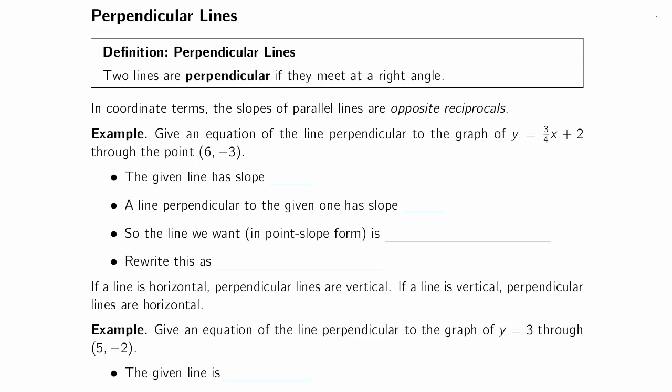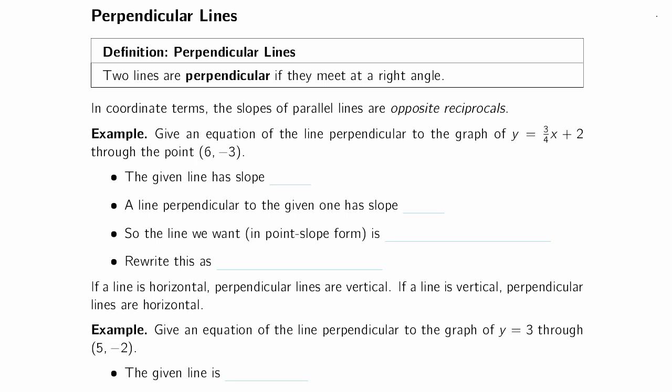Another geometric relationship between lines that we want to talk about in terms of the coordinate plane is lines being perpendicular. If lines are not parallel, they meet somewhere, and if they meet at a right angle, they're called perpendicular lines. When we look at the slopes of perpendicular lines, we see that they are opposite reciprocals. So we both reverse the sign and we take the reciprocal to find the slope of a perpendicular line. To see how that works, let's take a look at an example.